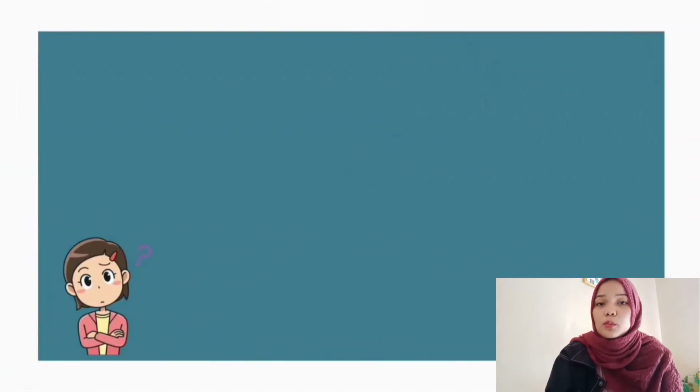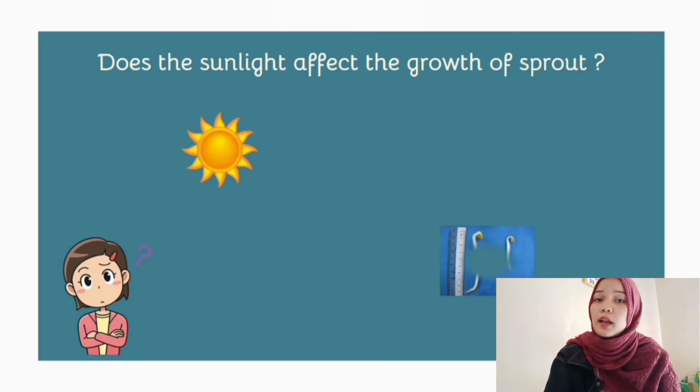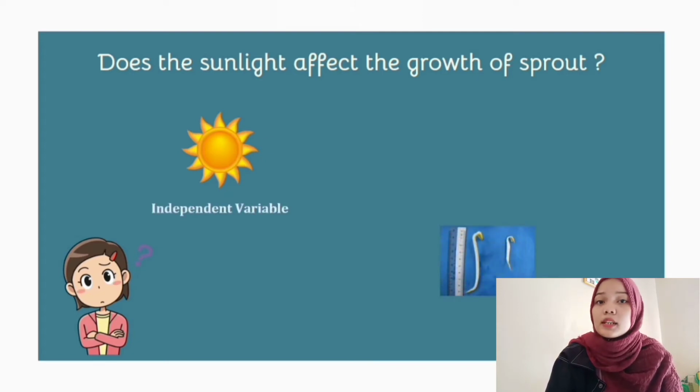We will continue to one example or problem question to help you understand variables better. The question is, does the sunlight affect the growth of sprout? In the problem question, you can analyze two variables. Those are sunlight and sprout. Sunlight is the independent variable, and the sprout is the dependent variable.